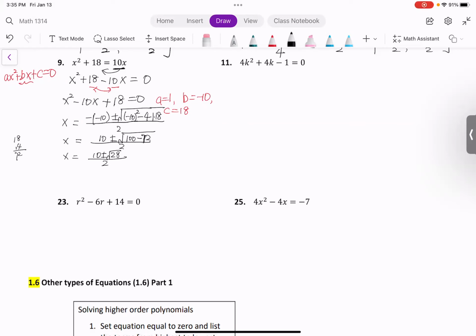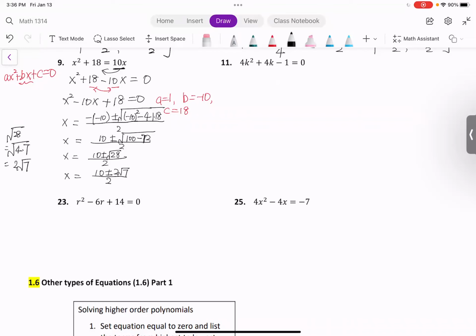So how do we simplify the square root of 28? We know that 28 equals 4 times 7, and 4 is 2 squared. So this one equals 2 times the square root of 7. x equals 10 plus or minus 2 square root of 7 over 2.